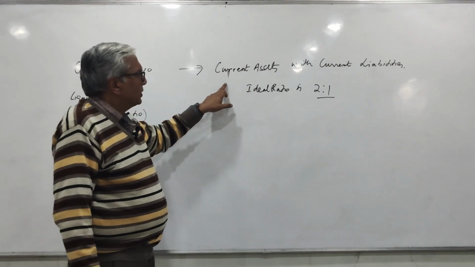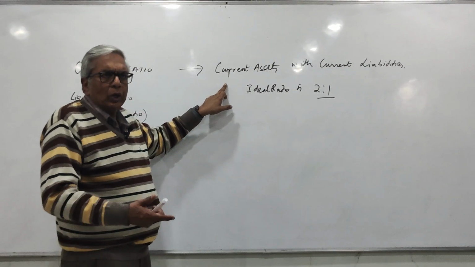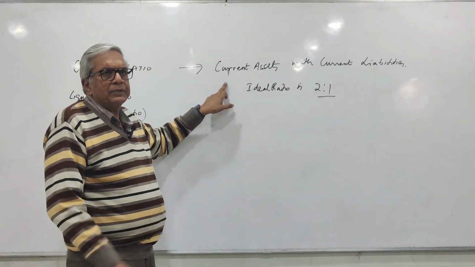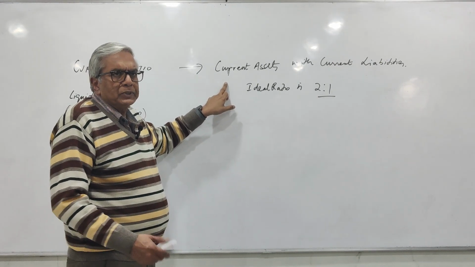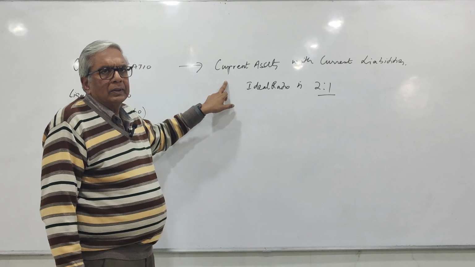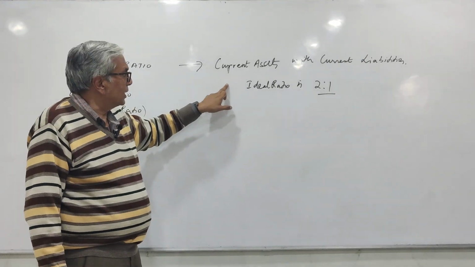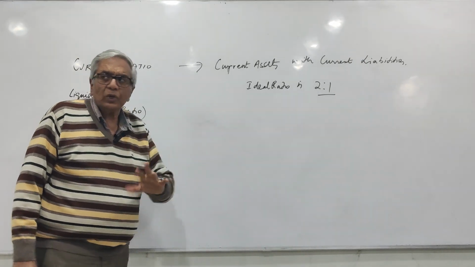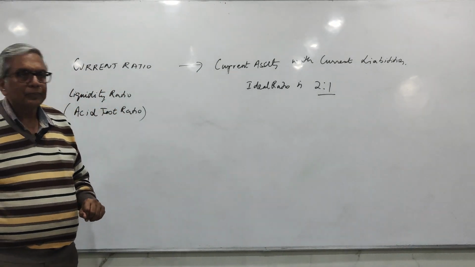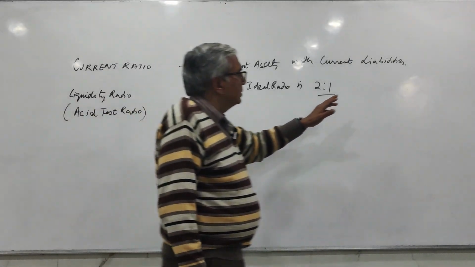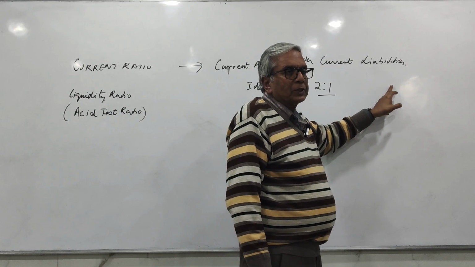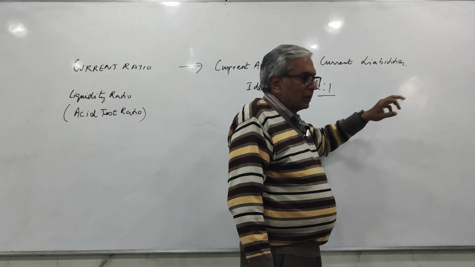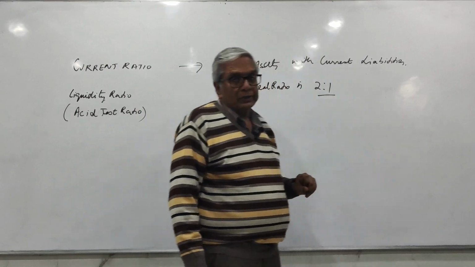In current assets, basically you have stock, prepaid expenses, short-term investments, bills receivable, cash in hand, cash at bank. These are all your current assets. What are current liabilities? Bills payable, short-term loans, outstanding expenses. These are your current liabilities.